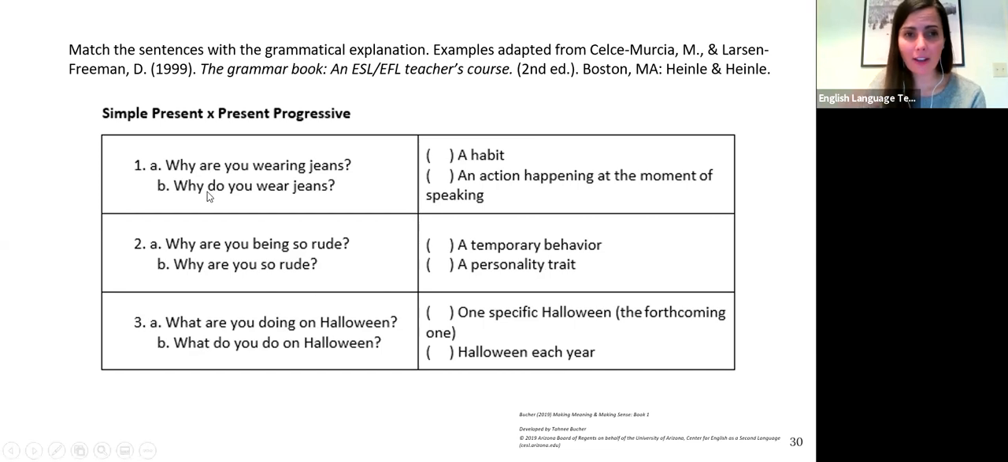So they have to discriminate between the uses of the simple present and the present progressive here in sentences like these, and you can see here, everything else is the same. The only thing that changes is the verb tense and the aspect, right? What do you think of this exercise? Good. All right.